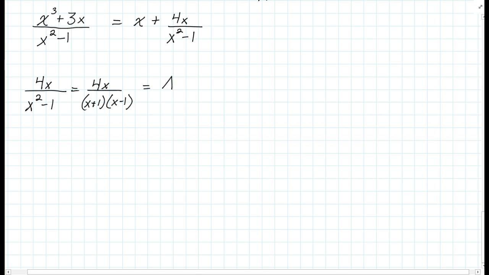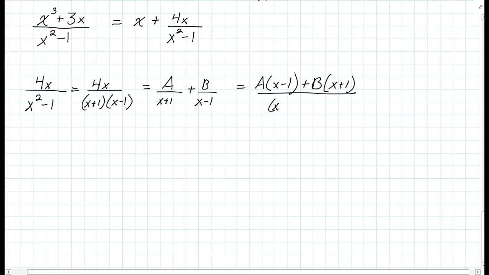And then I'm going to write this as a over x plus 1 plus b over x minus 1. And when I go back to try and create common denominators, I'll get a times x minus 1 plus b times x plus 1 over x plus 1, x minus 1. So I'll get that 4x is equal to ax minus a plus bx plus b.